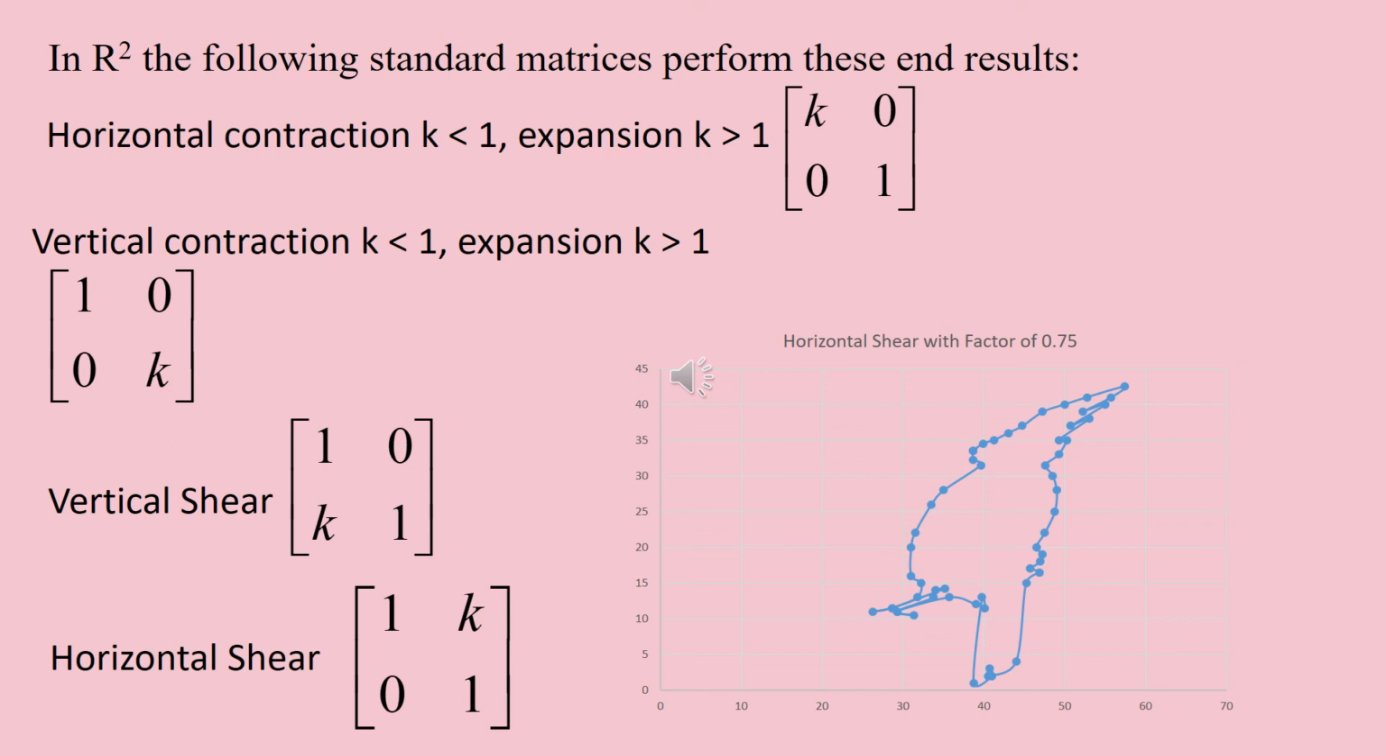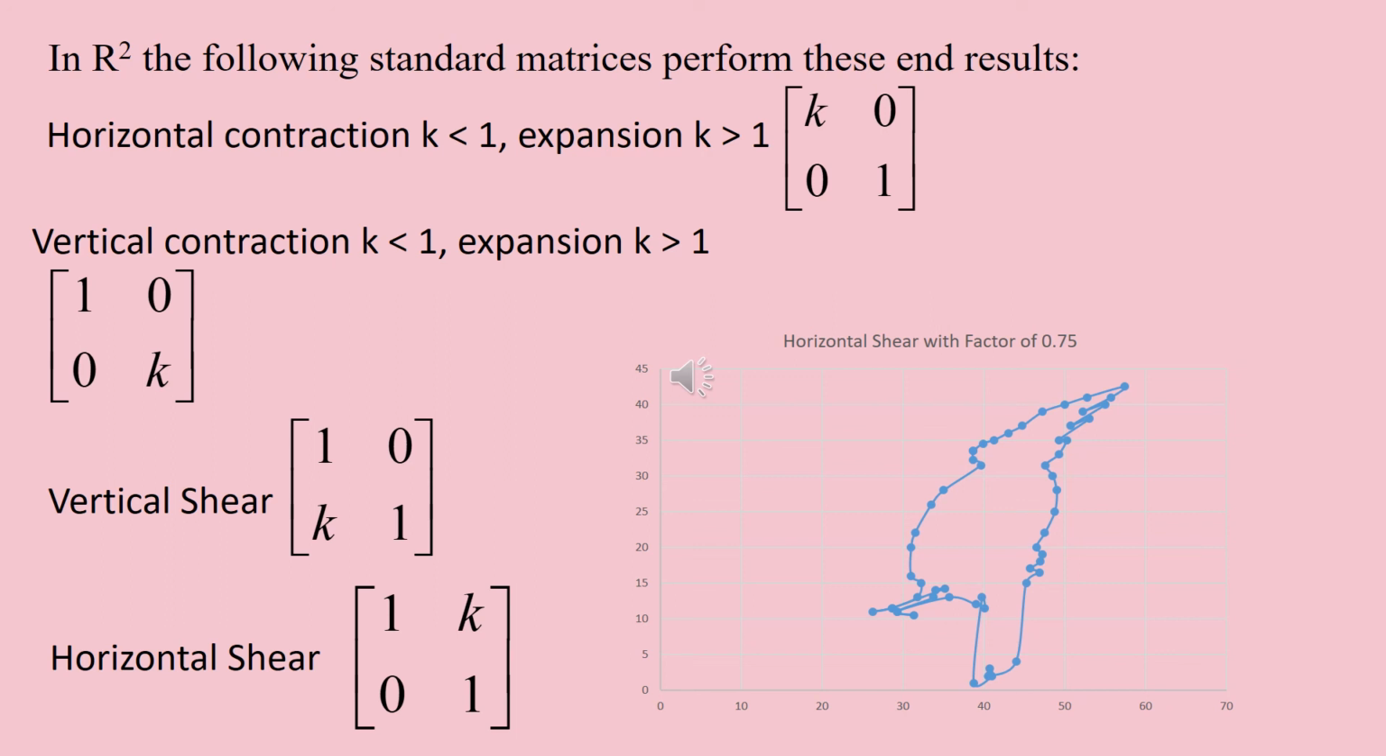A vertical shear is accomplished by 1, k for the first column, 0, 1 for the second column, and a horizontal shear is accomplished by 1, 0 for the first column and k, 1 for the second column. Here we have shown a horizontal shear where the k was 0.75. So we multiplied by 1, 0, 0.75, 1. And you could see the cardinal bird gets kind of shifted and stretched diagonally. That's what's meant by a shear.